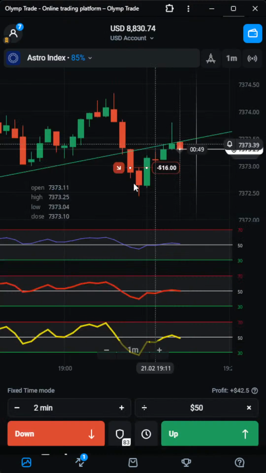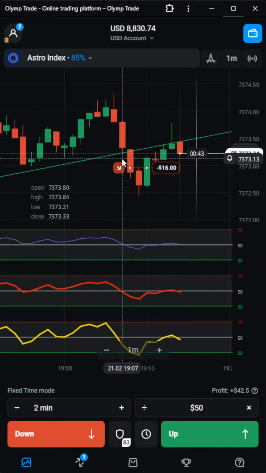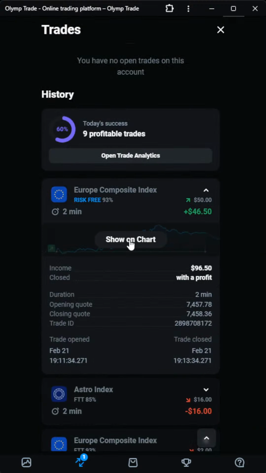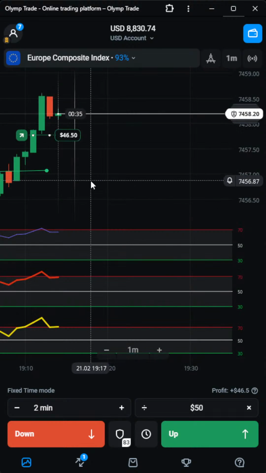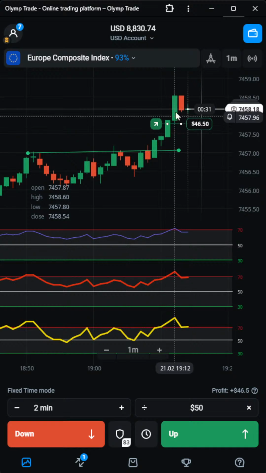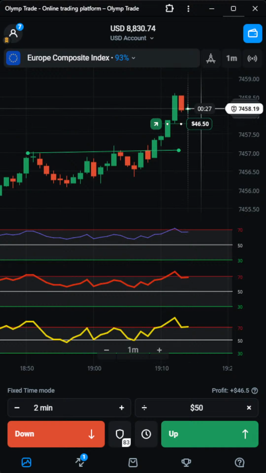Now the problem with this trade was that we took the trade very late. If we were able to catch it a second or a couple of seconds earlier, that would have been a profitable trade. But nevertheless, we recovered the amount. If you see the Euro Composite Index, we were waiting for this line to breach, and once it did, we took the trade according to the trend, and finally the trade is profitable.